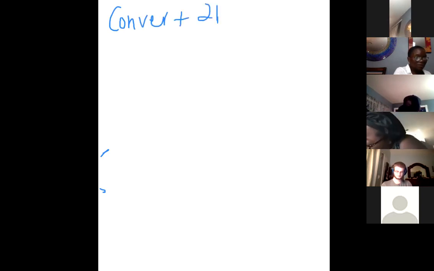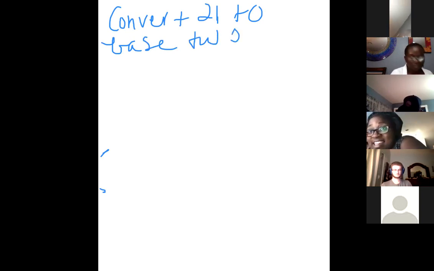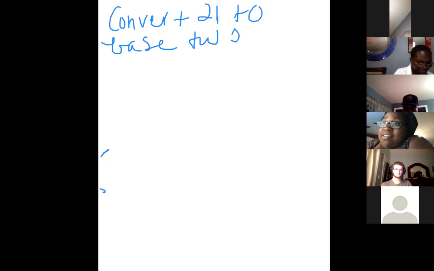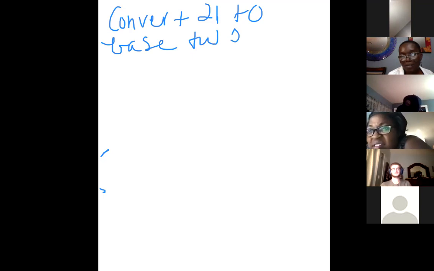So here's the question. This is how it's going to be phrased. Convert 21 to base 2. We're going to convert 21 to base 2. All right, everybody. So here it comes. I'm going to take it very slowly. What's on the top is convert 21 to base 2. We're going to convert the number 21 to base 2.